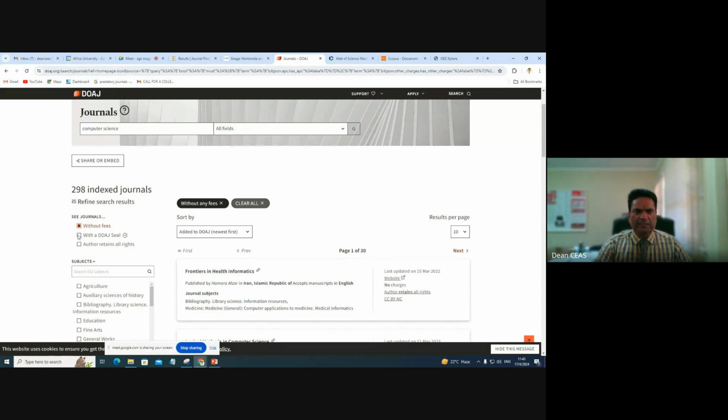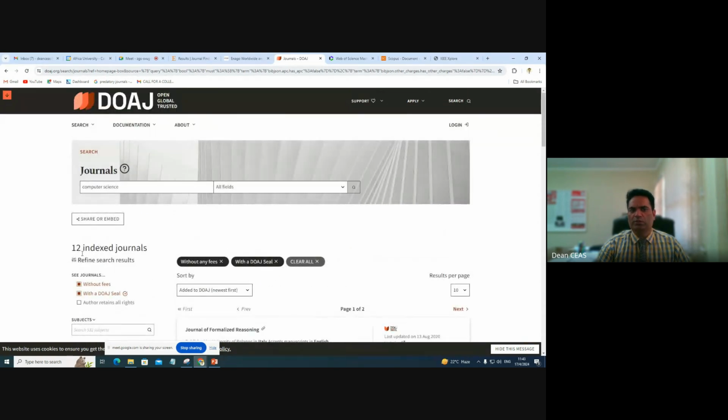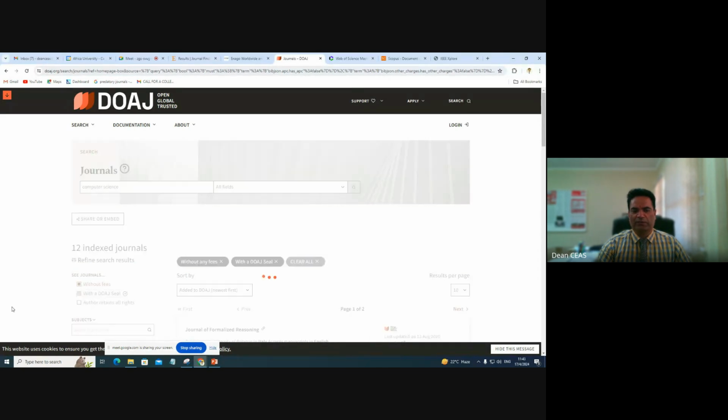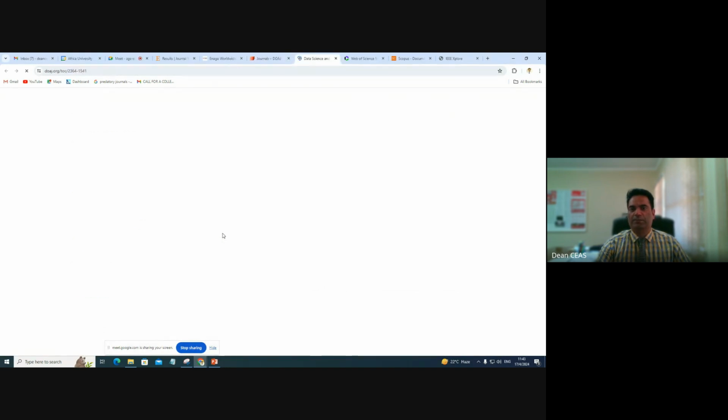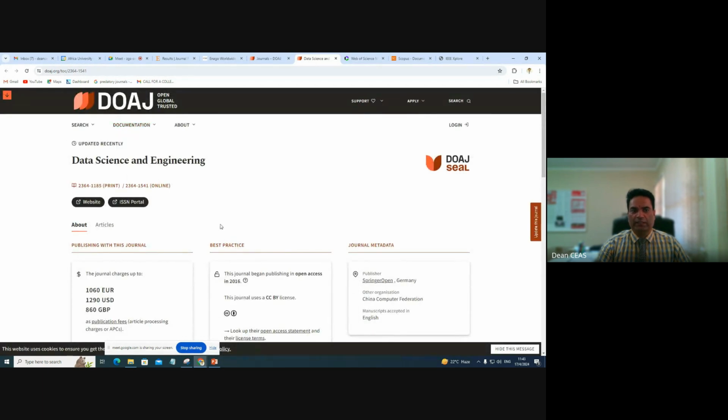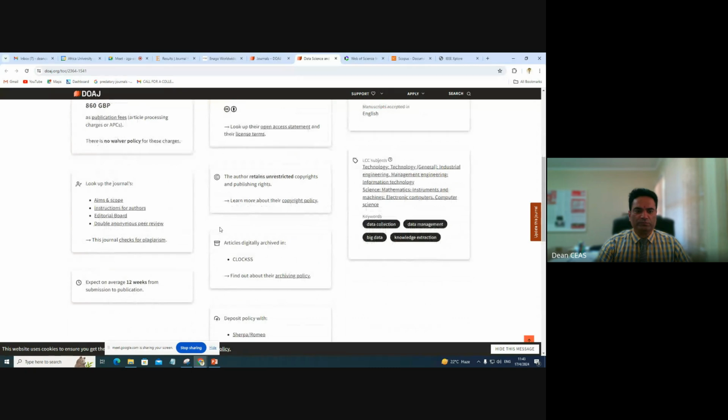Some other things are there. I also need the DOAJ Seal. If you go for the seal filter, it becomes only 12. First remove it, or you can keep it, it doesn't matter. For example, Data Science and Engineering journal. Just click on this website. On this page you can see the expected average is 12 weeks, which means 12 weeks is the publication time, about 3 months.